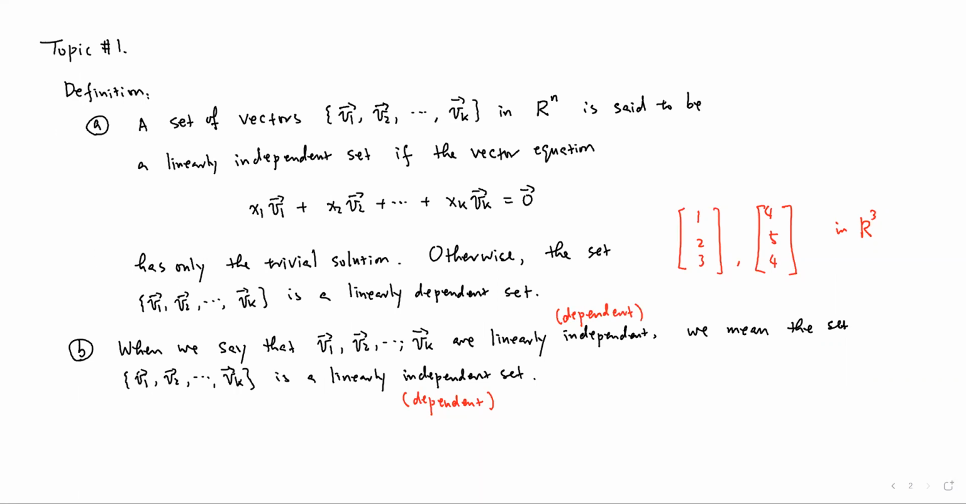Now take a look at examples about the definition. Example 1. Let us be given some vectors: v1 = (1, -2, -4), v2 = (4, -8, -16). These vectors are in R3.